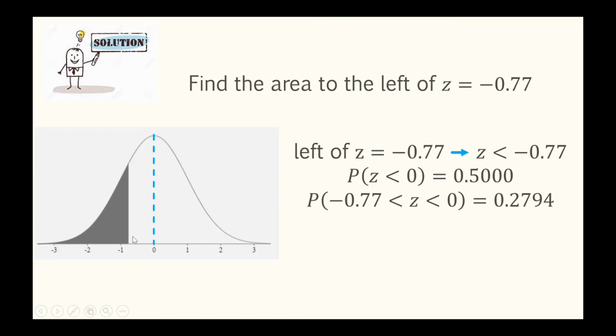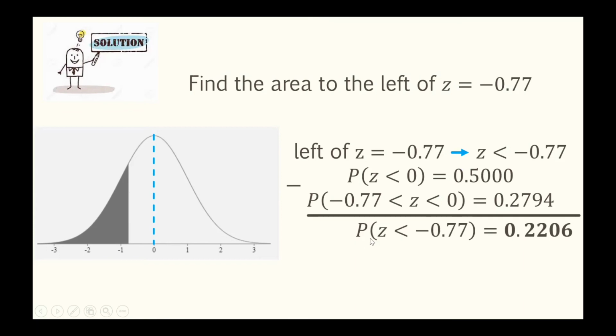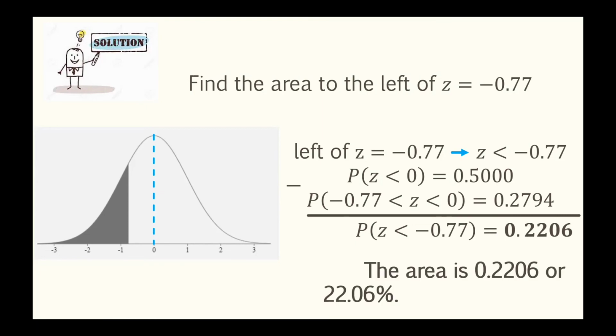0.2794. It is very obvious in the graph na yung shaded portion ay less than 0.50. Therefore, we're going to subtract these two areas to get the probability of z less than negative 0.77, and that is equal to 0.2206. In percent, that is 22.06%.